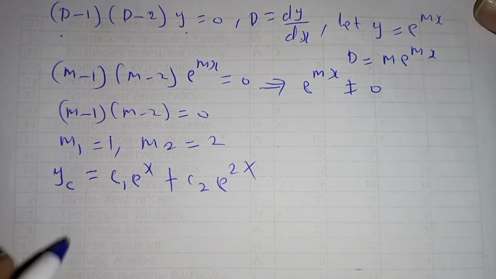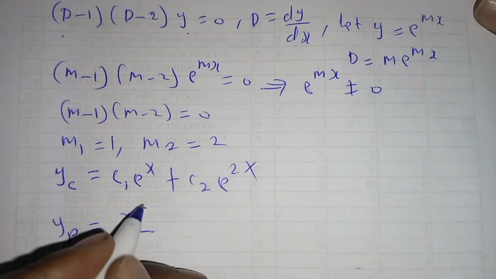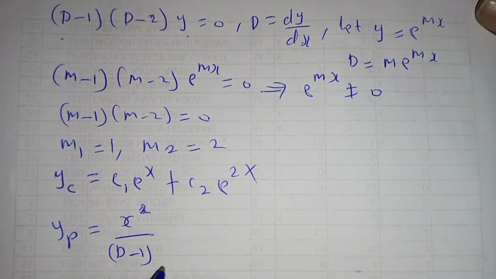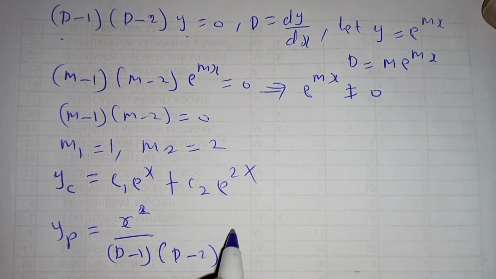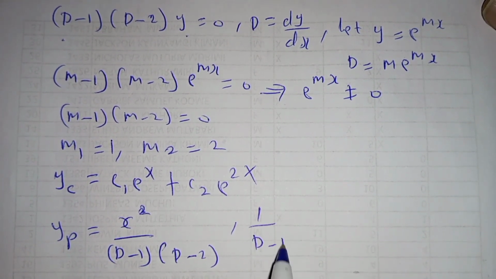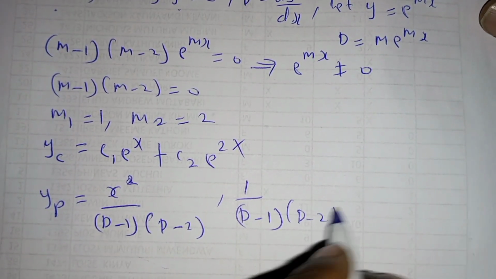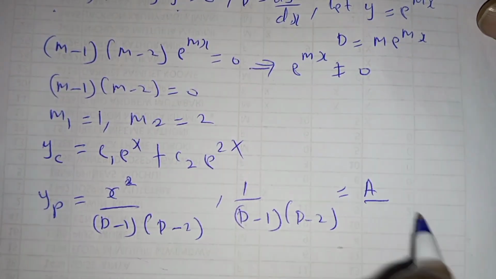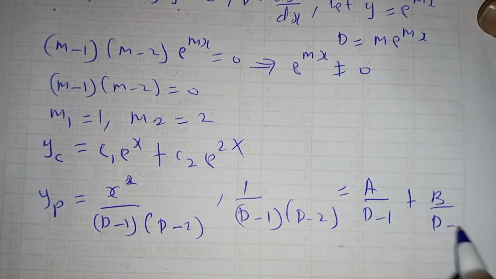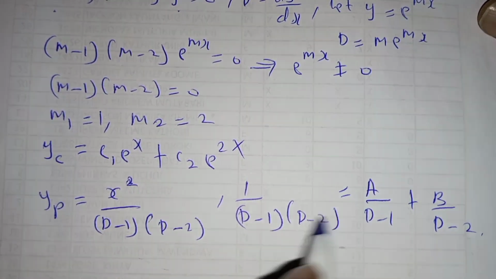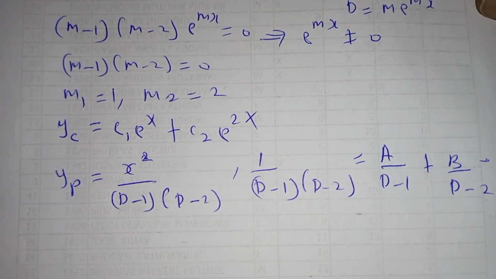Now, to solve the particular part, yp, we are going to write it this way: x squared over (D - 1) multiplied by (D - 2). Now, we note that 1 over (D - 1)(D - 2) can be rewritten as A over (D - 1) plus B over (D - 2). So the objective is to get A.